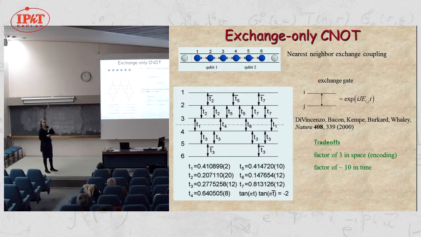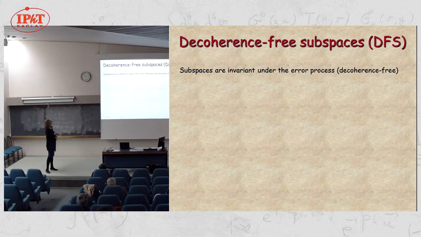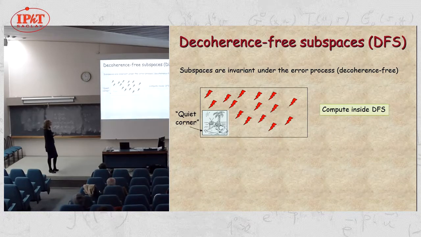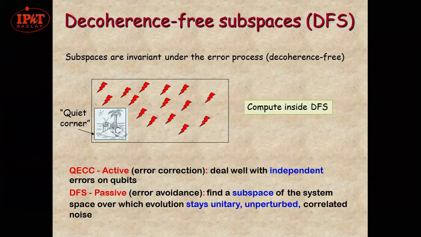Oh, wait, let me pause and just give you these sequences. So this is how these sequences would look like to implement a C-naught, for instance. But let me pause with this idea that we have over coffee and finish the decoherence-free subspace part. So these are subspaces that are invariant under certain errors. We can compute inside these DFS, as I've shown, for instance, with these 19-gate sequence.